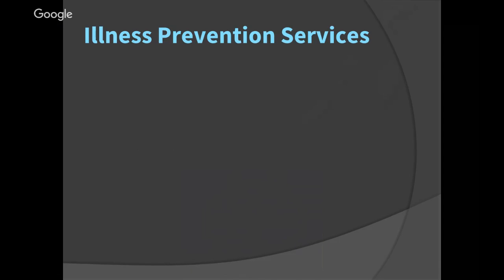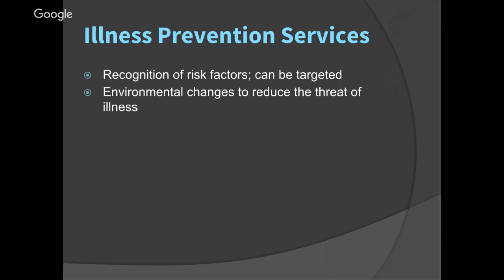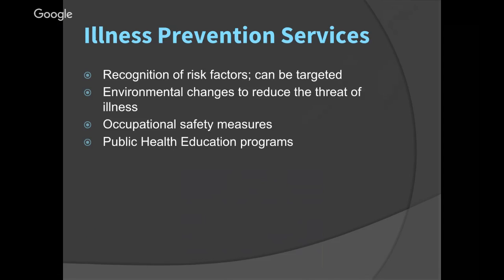And then there's illness prevention services. And this is a little more disease related, right? So this is recognizing that certain folks may have risk factors and targeting those risk factors to prevent a particular illness. So, for example, if you recognize that communities that live near freeways or by refineries are exposed to more pollution, what are ways that we can prevent them from getting asthma or other respiratory diseases?